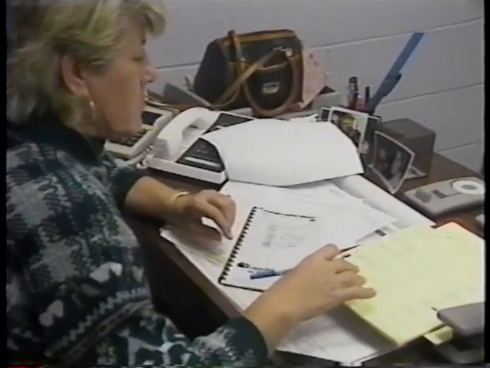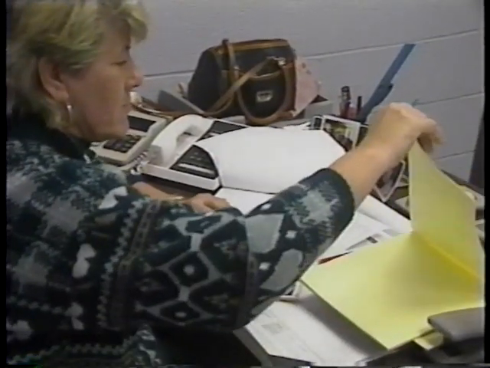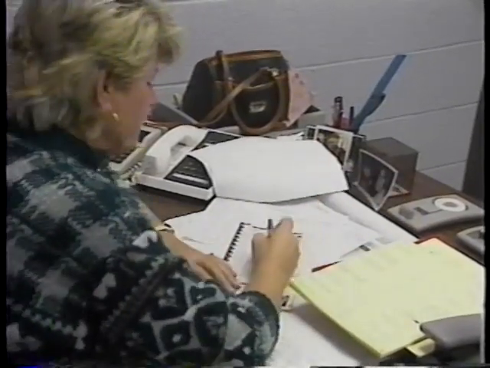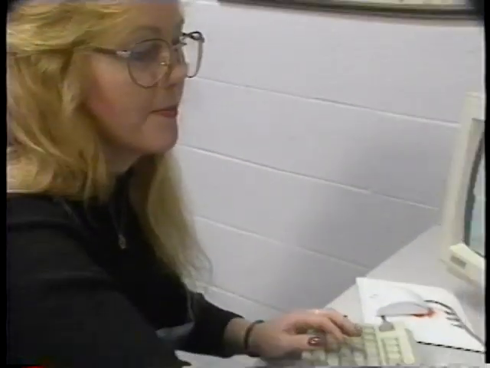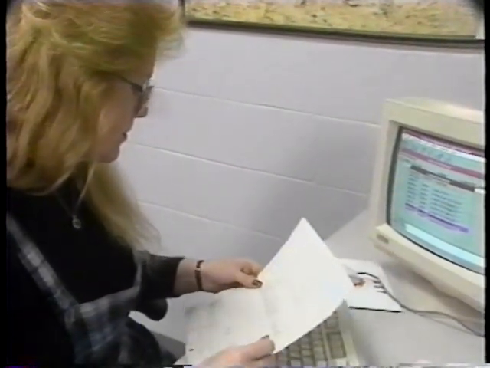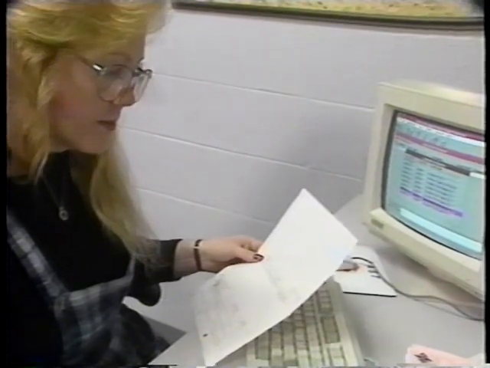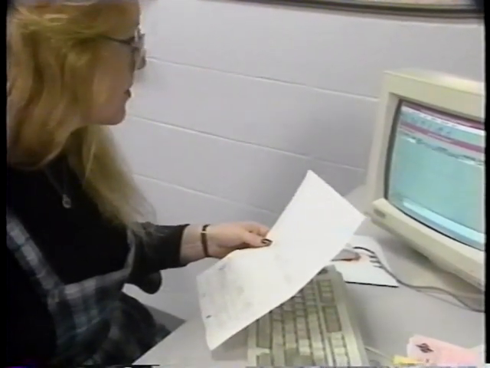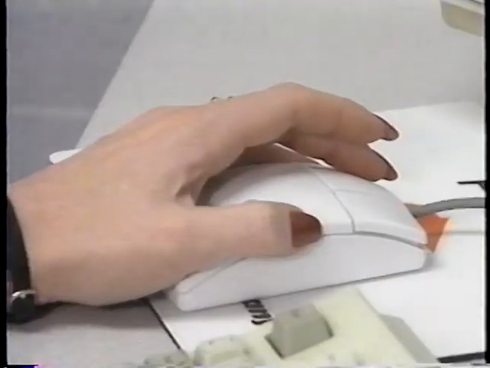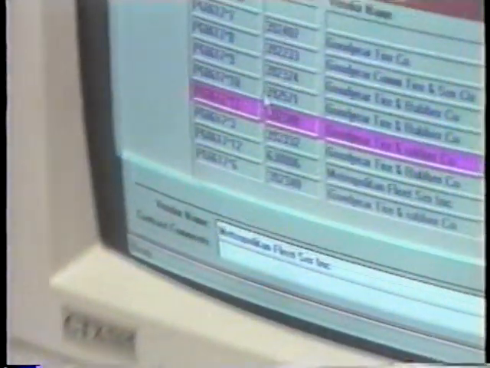To ensure that the parts manager is constantly aware of outstanding orders, a stock on order file should be maintained. As each order is placed, the order should be recorded in the stock on order file. As each order is received, it should be noted in the stock on order file.